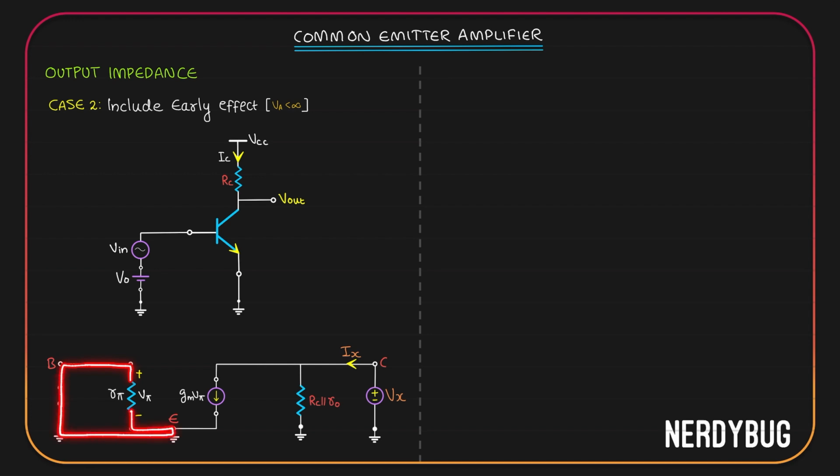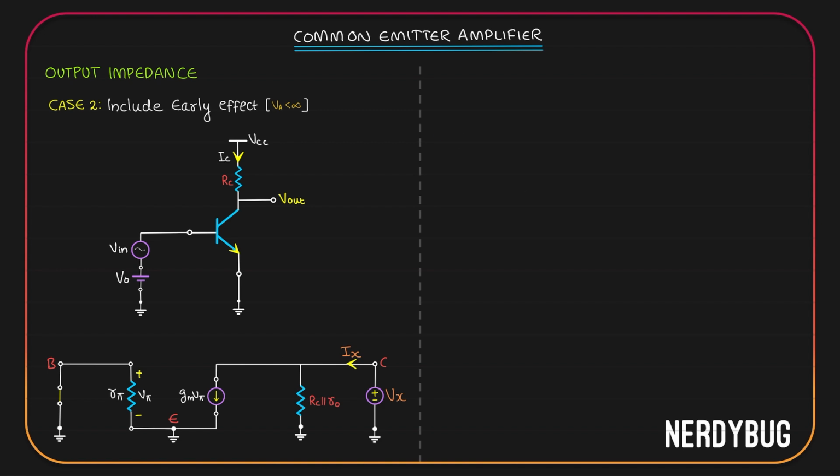That means potential across R pi is 0. V pi is 0. If V pi is 0, then GM V pi is 0, which means no current is flowing in this branch, which means all of Ix will be flowing through RC parallel to R0. RC parallel to R0 is directly connected across Vx. So the potential across it is Vx. So we can easily say Vx is Ix multiplied by RC parallel to R0.